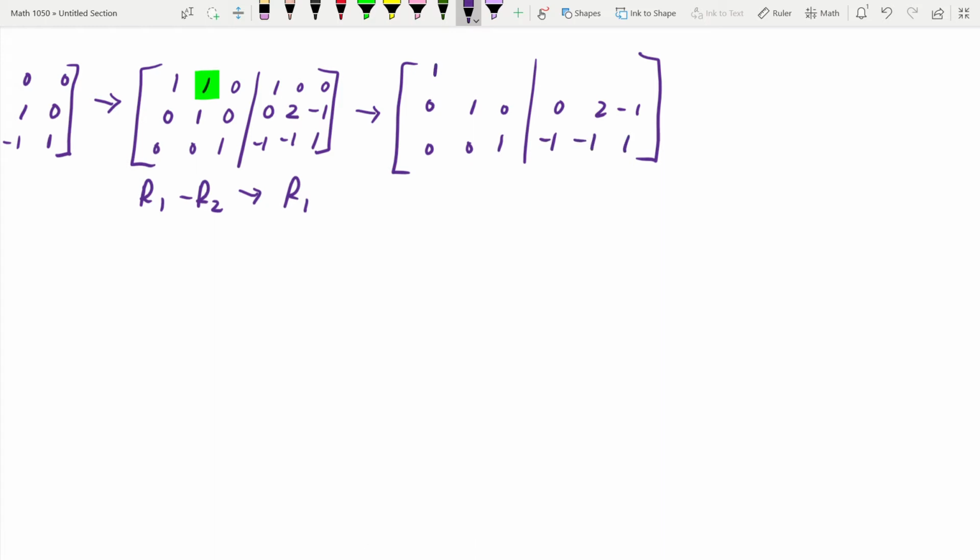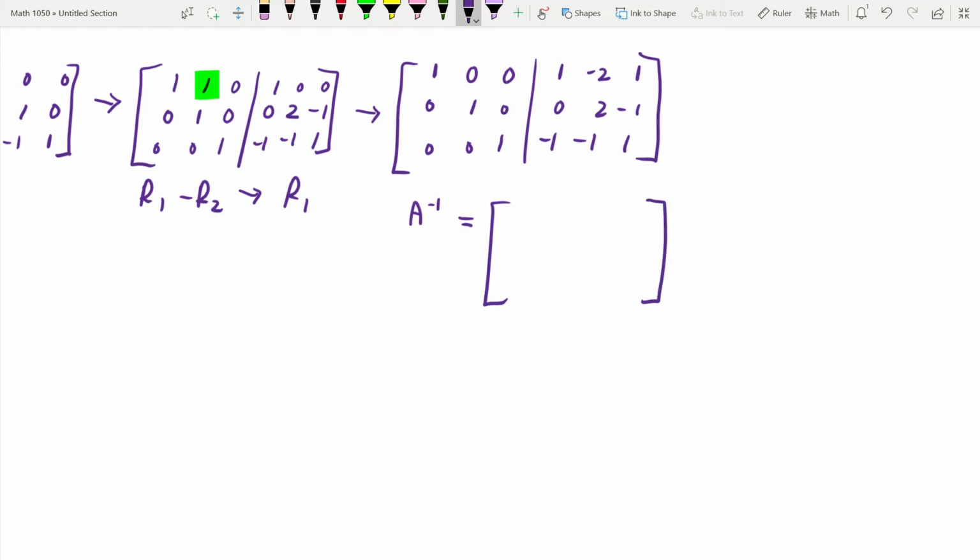Row 1 minus row 2. 1 minus 0, 1. 1 minus 1, 0. 0 minus 0, 0. 1 minus 0, 1. 0 minus 2, negative 2. 0 minus a negative 1, that's 0 plus 1, which is 1. And I'm done. Please don't go through all that work and not write it down correctly.